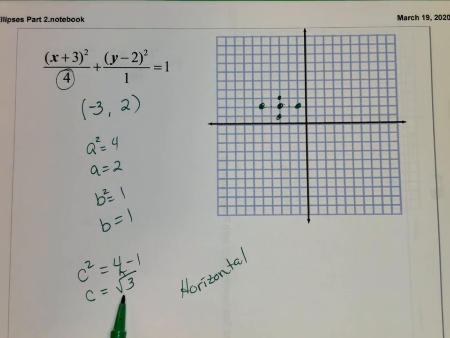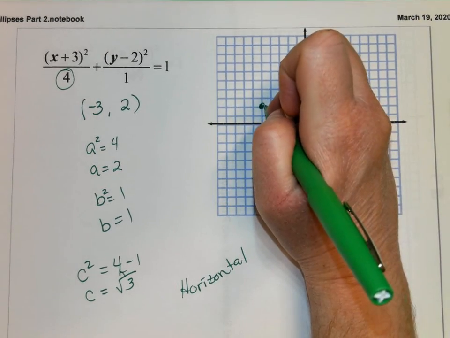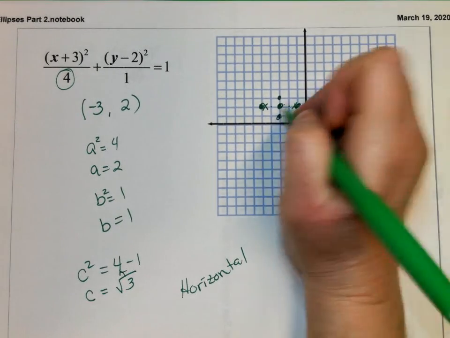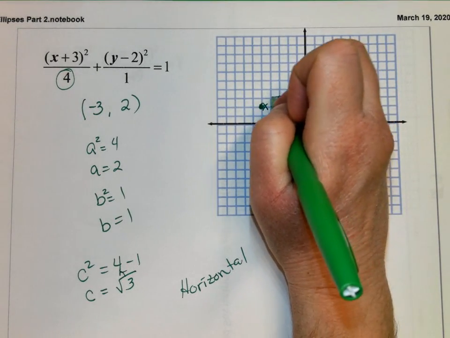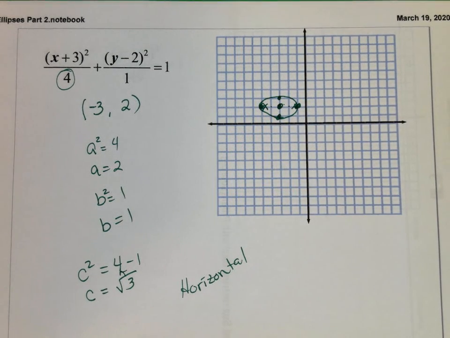And I have to stick these guys in here. They're really close to 2. It's going to be like right there. And here's my ellipse. Whew. Not so horrible.